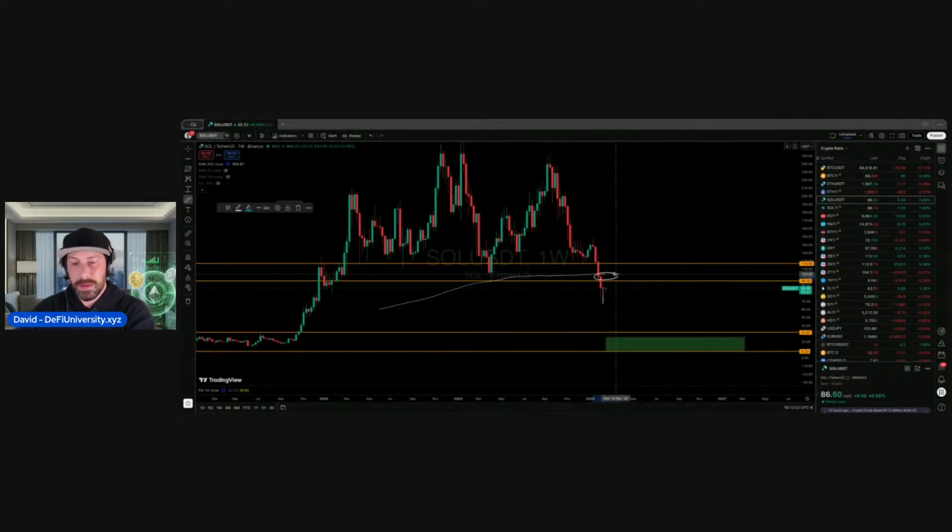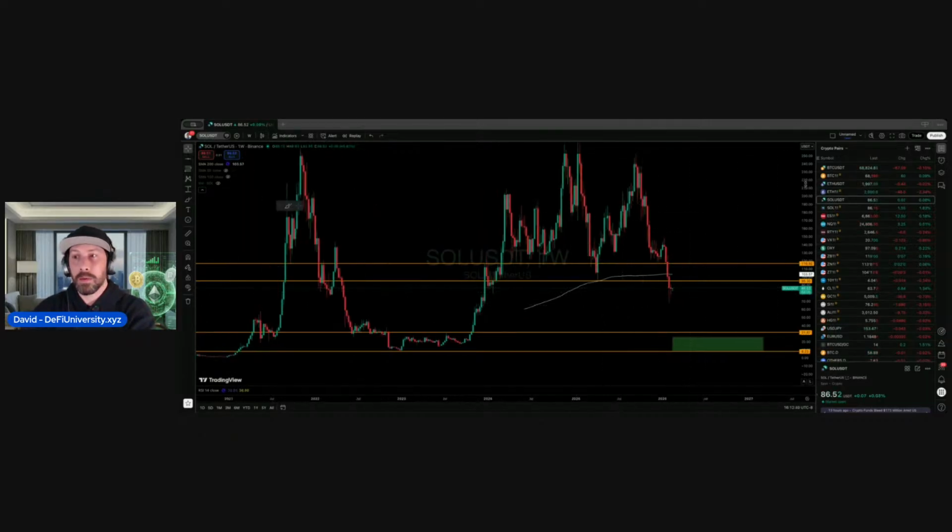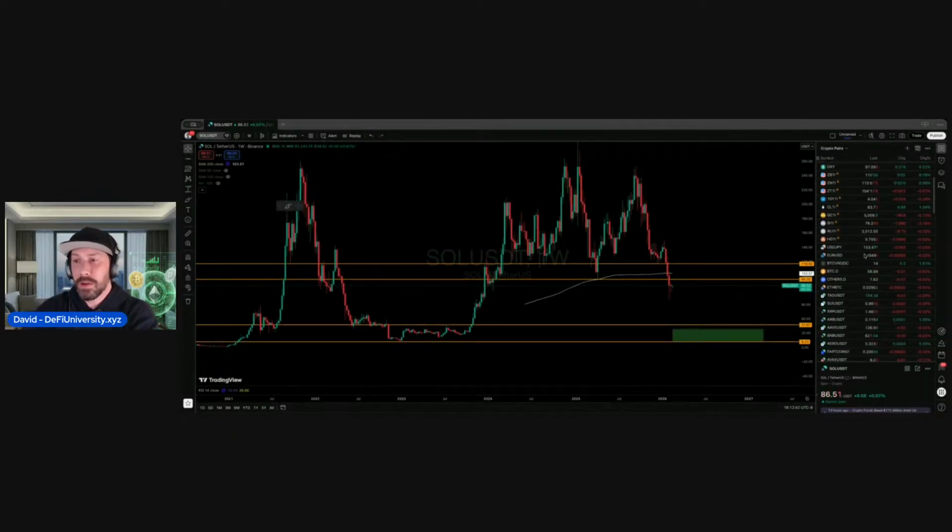So I don't expect that Solana would be able to break above this level of resistance, but even if it is able to get up there, that would be a move of like 20%. So that would be a pretty big move. I'm dubious of Solana's ability to even make that move. So I am short Sol. Let's take a look at some alts.